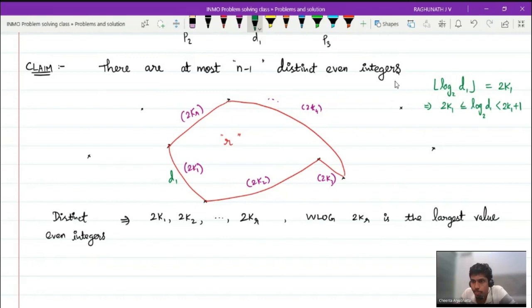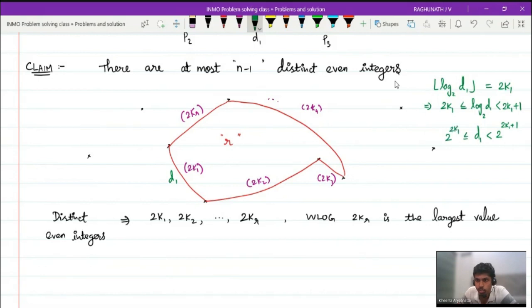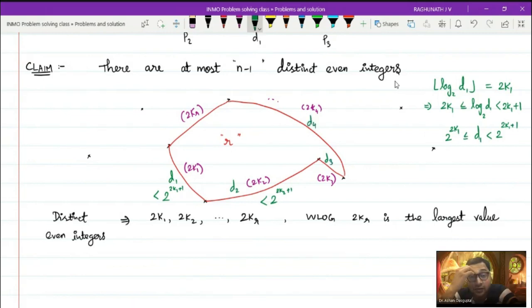Now we found the bound for d1 at least: it is less than 2 power 2k1 plus 1, and it is greater than or equal to 2 power 2k1. So even though I cannot find d1 entirely in terms of 2k1, at least I can bound it above by 2 power 2k1 plus 1. Similarly, 2 power 2k2 plus 1. Let's say this distance is d2 and this is d3 and this is d4, and add all of them, except the distance dr. You add all of them.